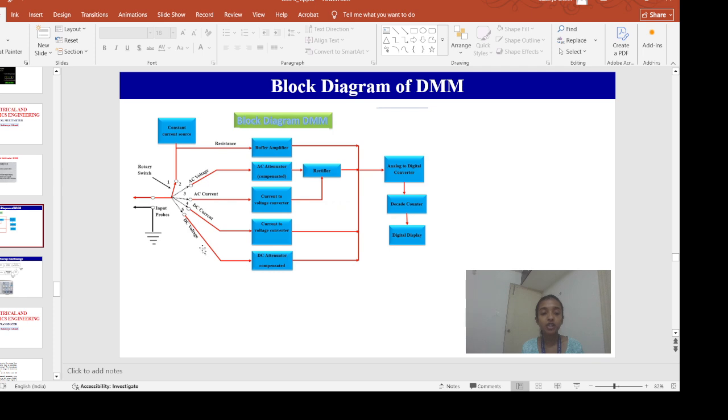Then if I want to measure DC voltage, here it is already a voltage quantity and already DC, so we don't need any rectifier or current to voltage converter. But if the amplitude of the signal is high, it can be reduced using the DC attenuator and directly given to the ADC. It will convert the analog signal to digital pulses. The counter will count the pulses and it will be shown on the display.